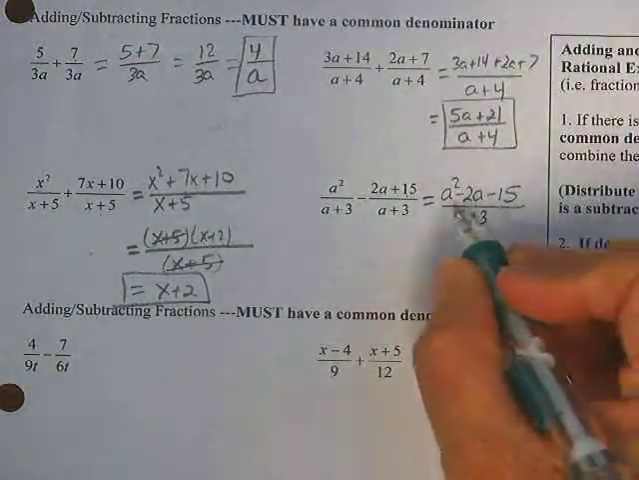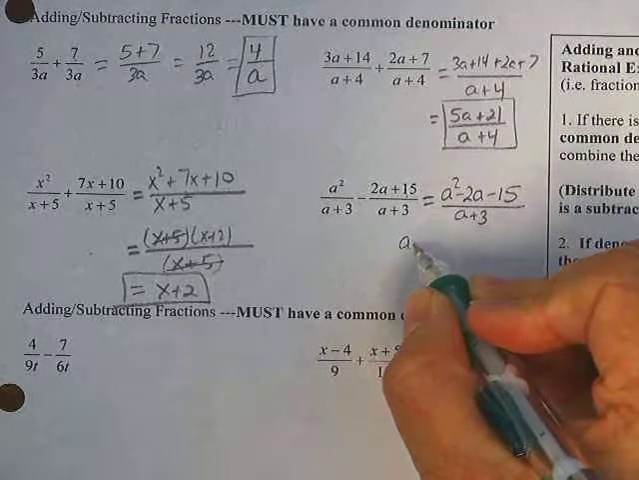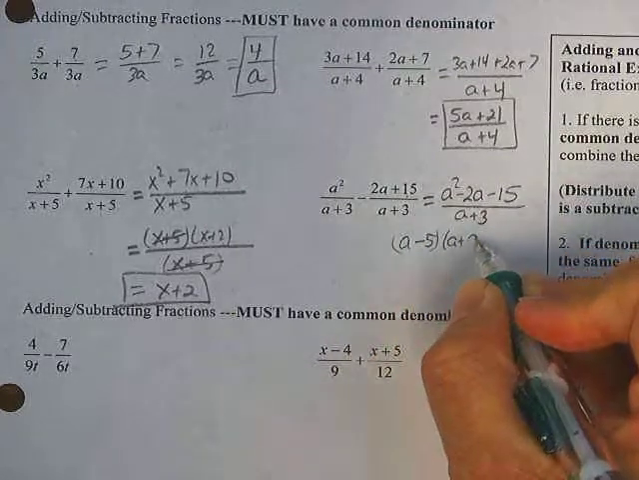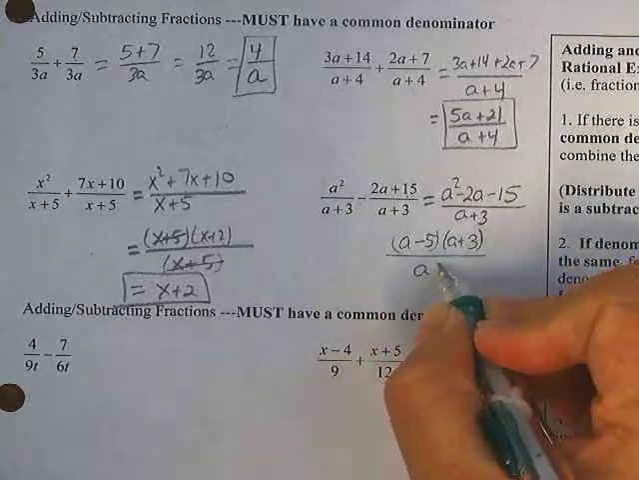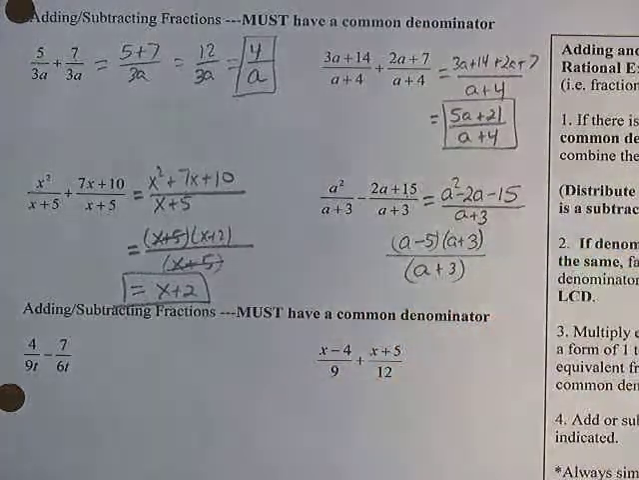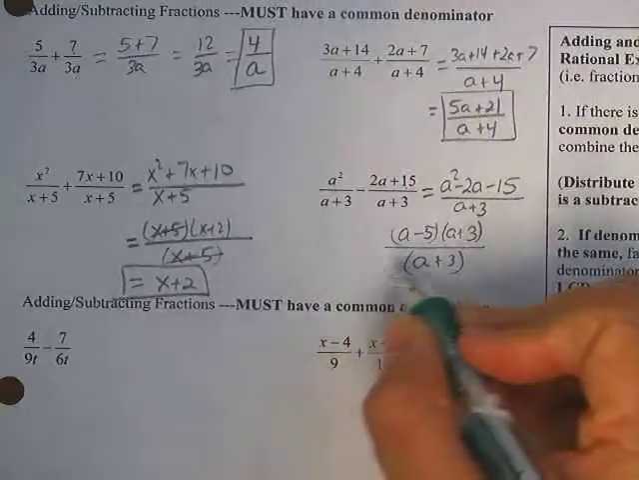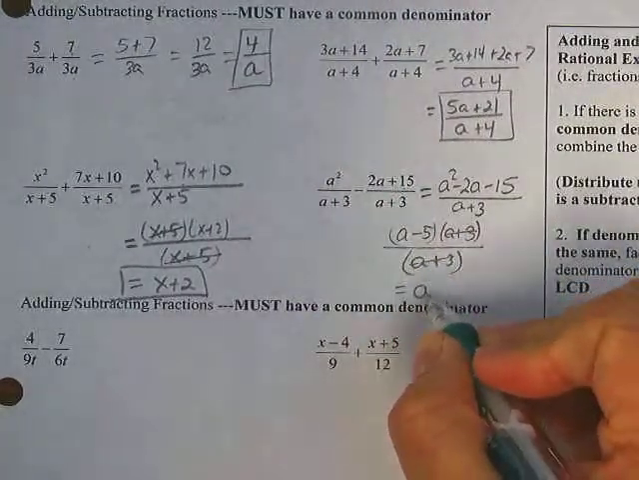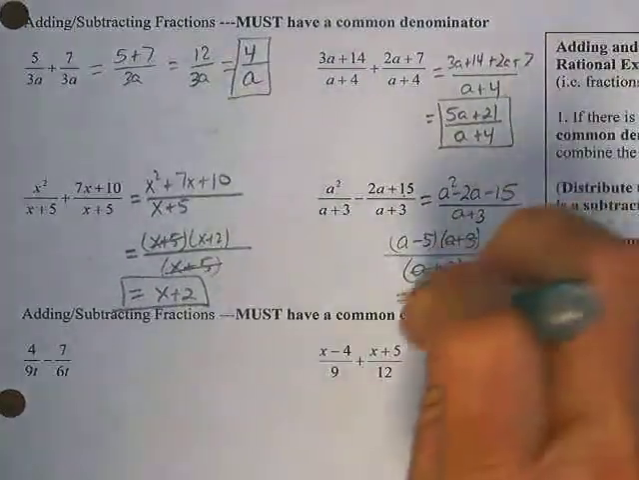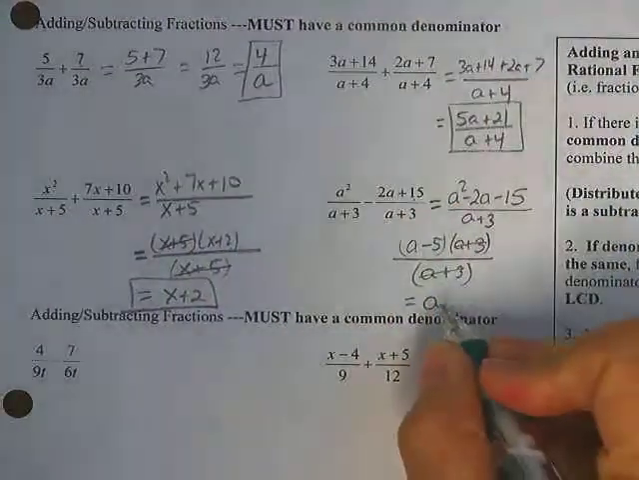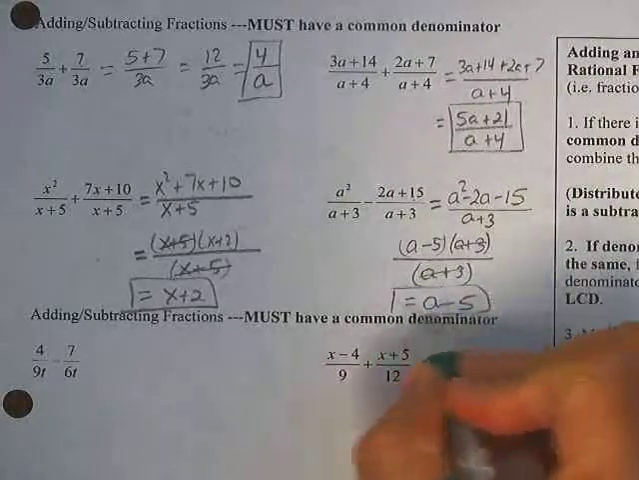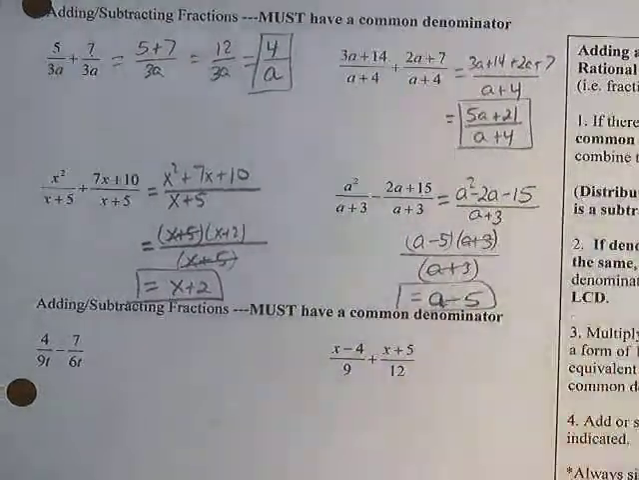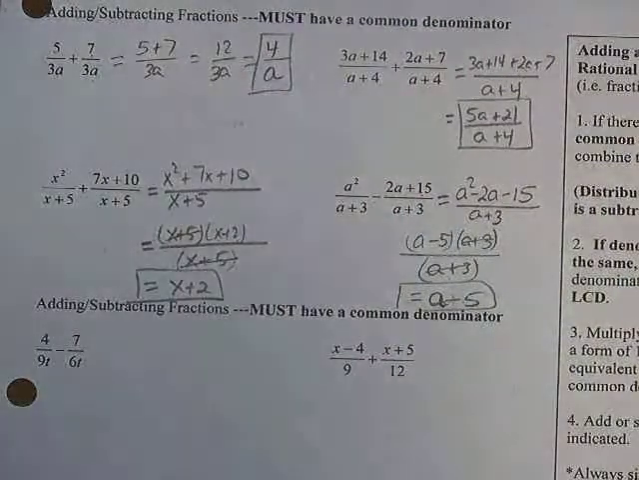Now we go through and factor the top. So we get a minus 5 times a plus 3. All of that is over a plus 3. Let's put our parentheses. And we've got a plus 3 in both terms, so we can simplify that, and a minus 5 is our answer. That looks like a 0. A minus 5.